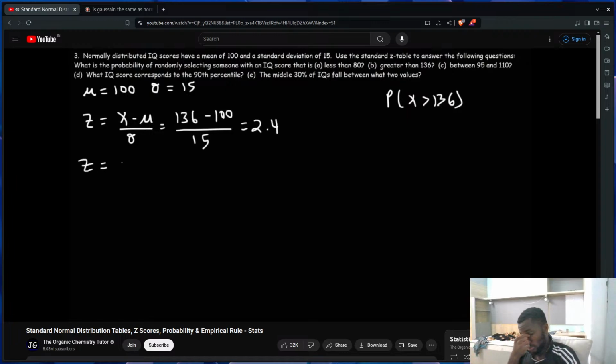So using the positive z-score table, convert the z value of 2.4 to the area value. So find the area under the curve that corresponds to a z-score of 2.4. Go ahead and take a minute to do that.